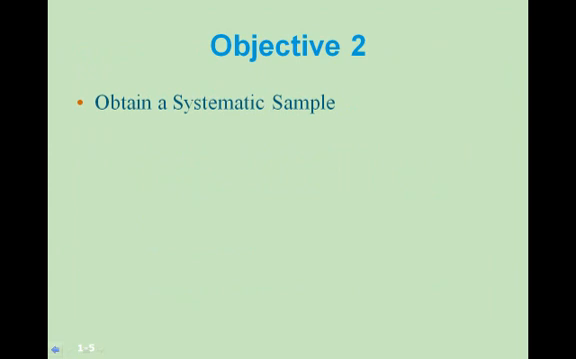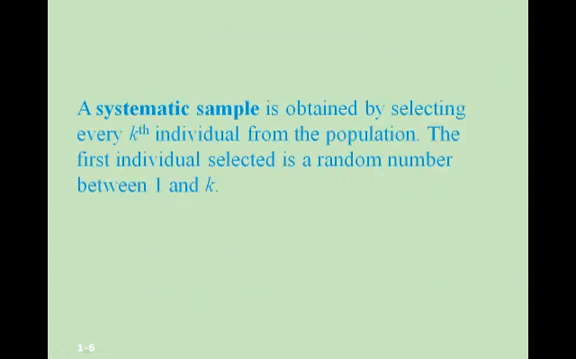Objective 2, we want to obtain a systematic sample. A systematic sample is obtained by selecting every kth individual from the population. The first individual selected is a random number between 1 and k.